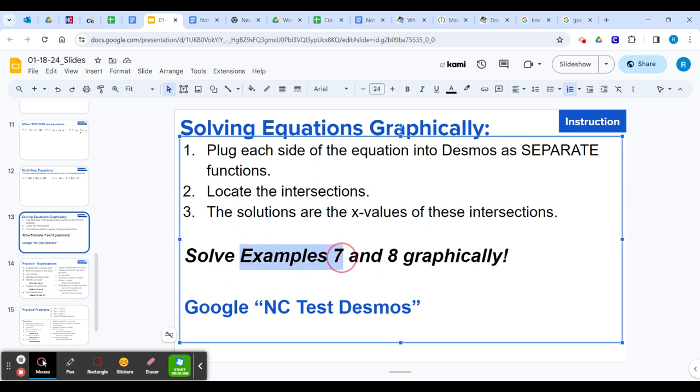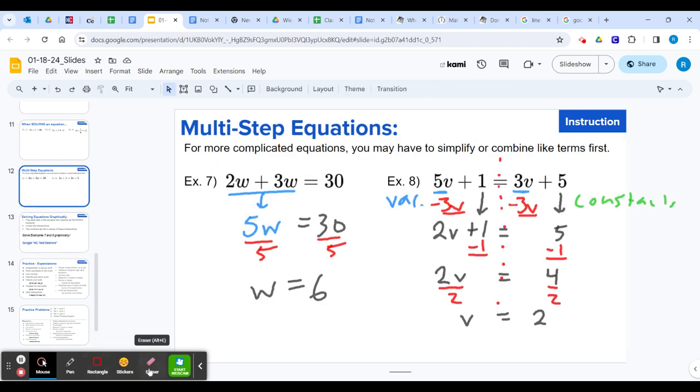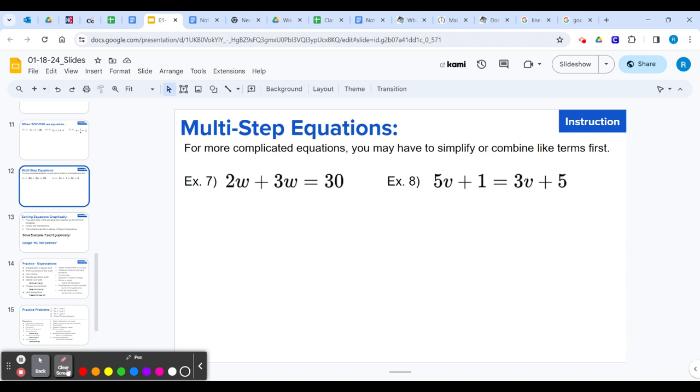So let's try that with example 7 real quick. If I go back to example 7 and let me clear our selections here. If I go back to example 7 and do what I'm talking about here, I'm going to show this 2w plus 3w. I'm going to plug it in as y equals 2x plus 3x. And I'm going to plug in this 30 as y equals 30.